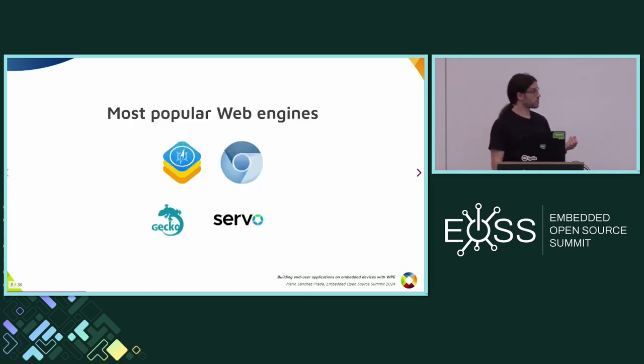And these days, the most popular web engines are WebKit, which is the icon on the top left. Then Blink. I'm afraid there is no icon for Blink, so I put the icon for Chromium. Blink is the web engine that is in Chromium. Gecko, which is the web engine used by Firefox, and Servo, which is this other web engine that is written in Rust, and that, like I said before, we took over from the Mozilla Foundation.